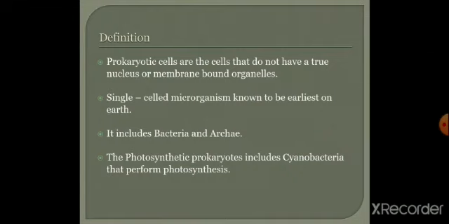First of all, the prokaryotic cell emerged and then the eukaryotic cell was formed. Examples of prokaryotic cells are bacteria and archaebacteria, along with cyanobacteria also. The photosynthetic prokaryotes include cyanobacteria that perform photosynthesis.